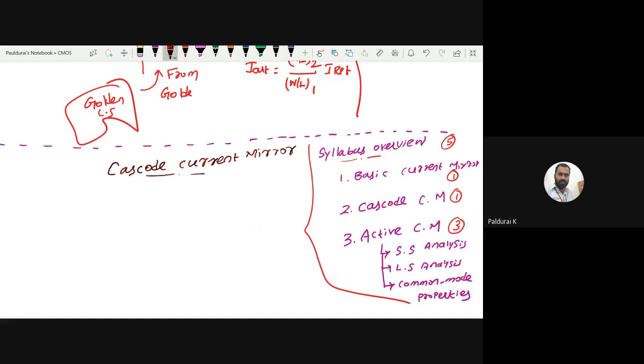Cascode, what is it? You know the current source, right? We had a simple current source like this, with transistor M1 and bias VB1. What is the drawback? The current is not constant. For the current to be constant, I want to increase the output impedance.